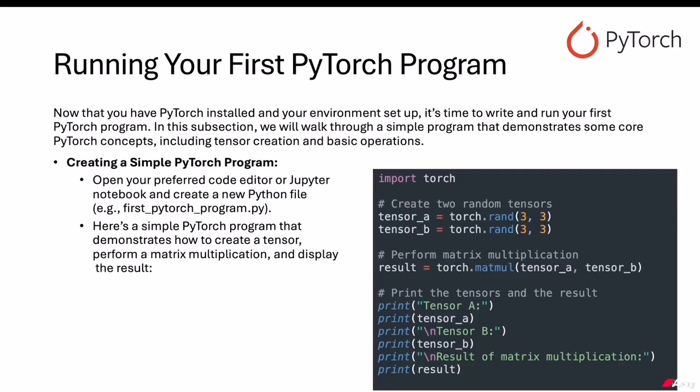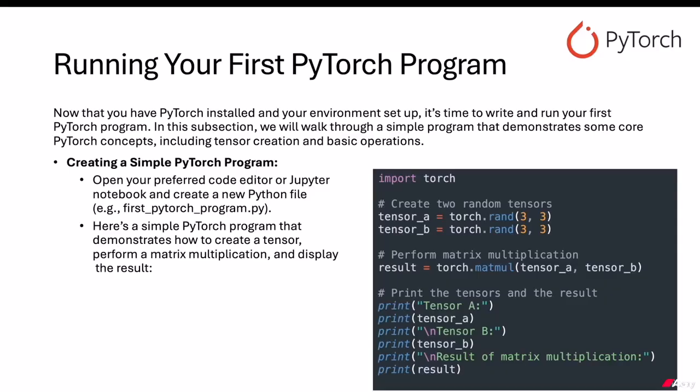Run your first PyTorch program. Now that you have PyTorch installed and your environment is set up, it's time to write and run your first PyTorch program. In this subsection, we will walk through a simple program that demonstrates some core PyTorch concepts, including tensor creation and basic operations. Creating a simple PyTorch program. Open your preferred code editor or Jupyter Notebook and create a new Python file, example first_pytorch_program.py. Here's a simple PyTorch program that demonstrates how to create a tensor, perform a matrix multiplication, and display the result.